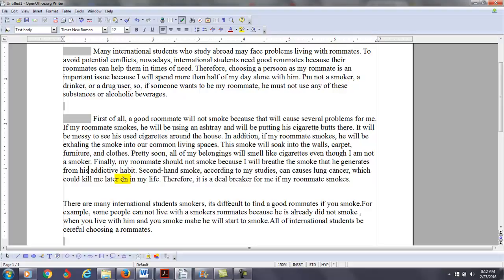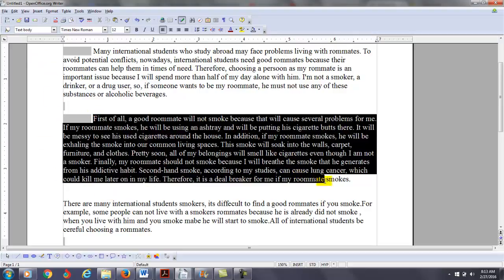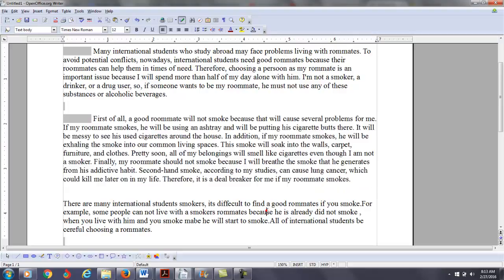Secondhand smoke, according to many studies, can cause lung cancer, which could kill me later on in my life. Therefore, it is a deal breaker for me if my roommate smokes. Right? So here's what I wrote here. You see this? And this is what you wrote here.